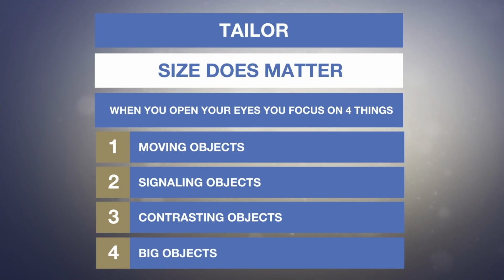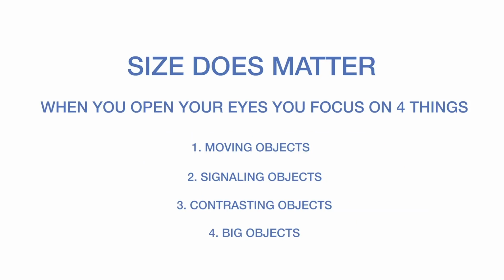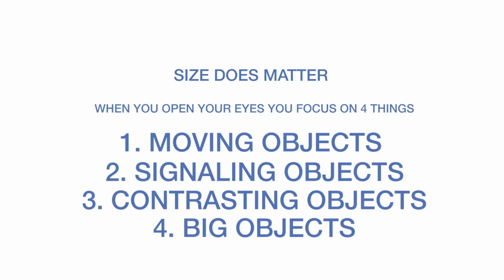And number 4 is big objects. So if you look at the screen, I have the same content on this slide and the same information. All I've done here is change the size of the font on the title font to be slightly smaller than the body font. So in the first slide, your eyes go to the title bar, and on the second slide, your eyes go to the body of the slide.